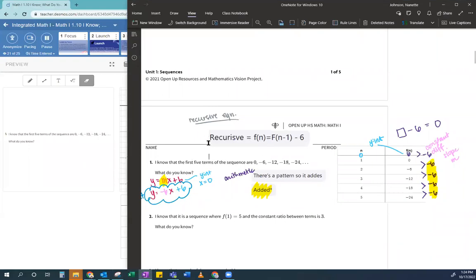Well, there's one part that I'm missing, right? f of n is equal to f of n minus 1 minus 6. What's the other part that I'm missing? Yeah, I'm missing the first term. So f of 1 equals what? 0. So f of 1 equals 0. Done.